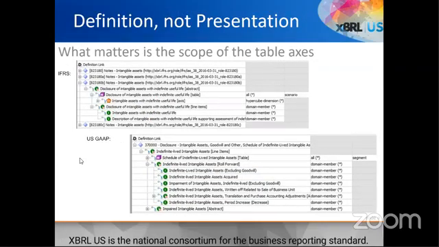So first of all, that picture that you were looking at before was the presentation link base, okay? And what's actually important is the semantics of these facts and the axes. And so what you actually want to be looking at is the definition link base. And so I've got my own pictures here of the definition link base.